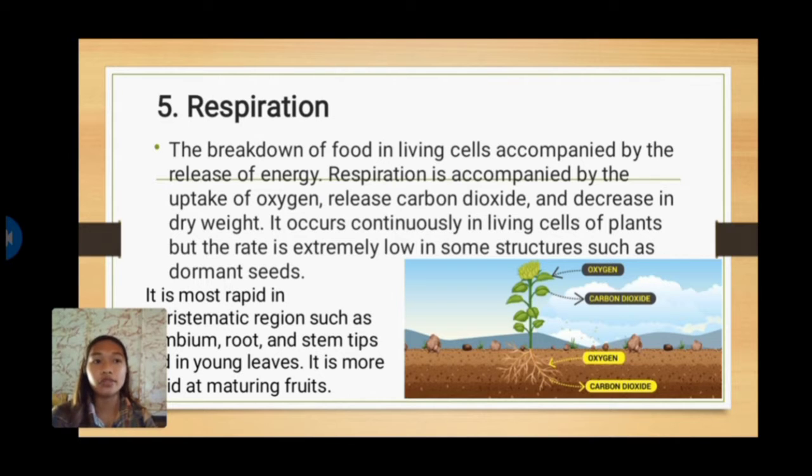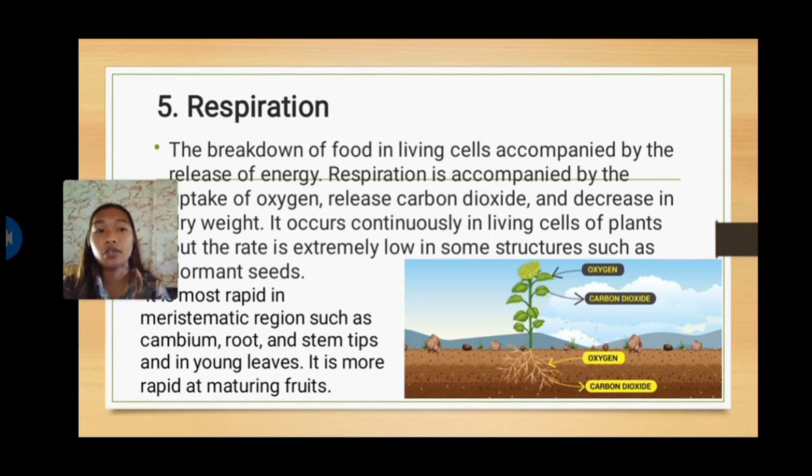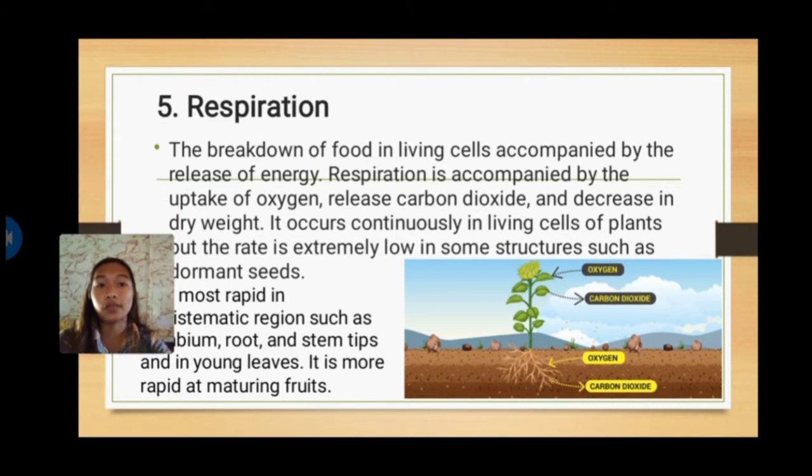It occurs continuously in living cells of plants, but the rate is extremely low in some structures such as dormant seeds. Respiration is a chain of chemical reactions that enables all living entities to synthesize energy required to sustain life. It is a process by which plants break down the sugar in the cells to get energy to grow and repair. It is most rapid in meristematic regions such as cambium, root and stem tips, and in young leaves. It is more rapid in maturing fruits.